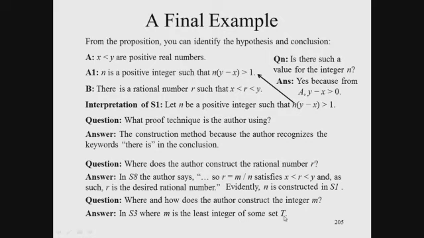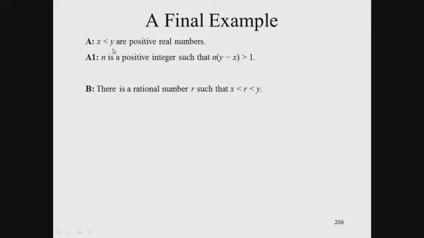So the author's probably going to give us a set T and then find the least integer of that set, and that will be m. Here's where we are. These are our forward statements. We already have constructed the value of the integer n. We know that we're going to have to produce the numerator m.